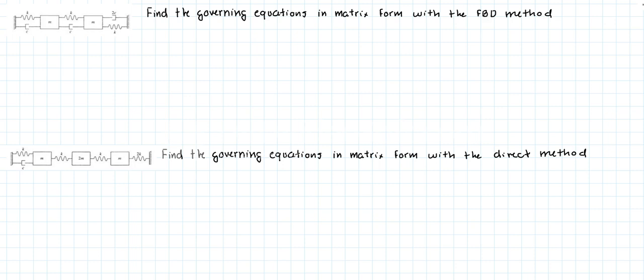Hey everyone, in this video we're going to do two examples where we're asked to find the governing equations in matrix form, but we're going to do the first one by using the free body diagram method, and then we're going to do a more complicated system, or slightly more complicated system, with the direct method. And this is just to show you how much time it saves you, and basically that it works.